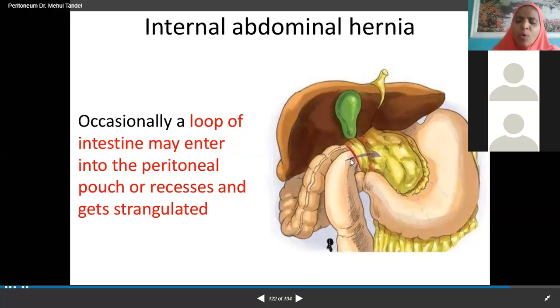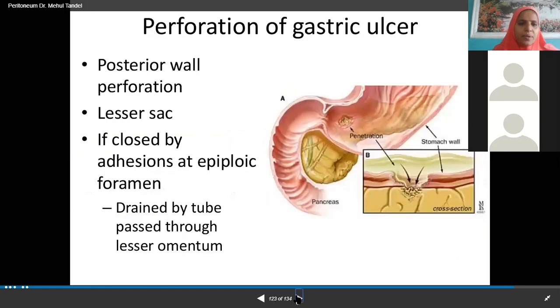That means this is a hole where anything can herniate, and from this picture you can see the loops of large intestine can also herniate. This hernia is actually called an internal abdominal hernia. Loops of intestines may enter into the peritoneal pouches or recesses and get strangulated. I'll show you the pictures, the meaning of strangulation. They can get coiled.